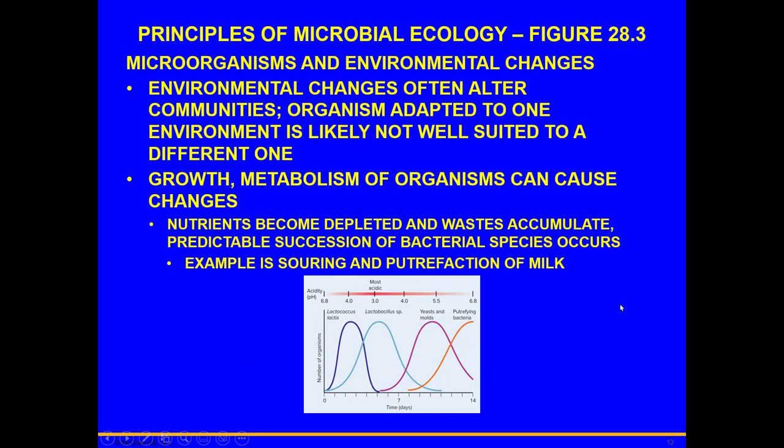Now, microorganisms and environmental changes. Environmental changes often alter communities. An organism adapted to one environment is likely not well suited for a different one. Case in point, you might have some organisms that live in very, very hot temperature conditions, thermophilic, for example. Put them down into a temperature of about 4 Celsius, which you have psychrophiles, they're not going to do well. See, growth and metabolism of organisms can cause changes.